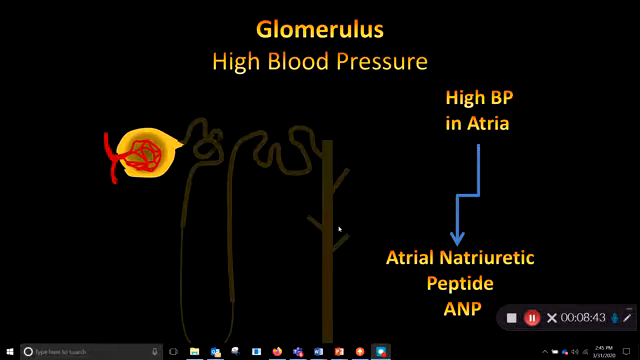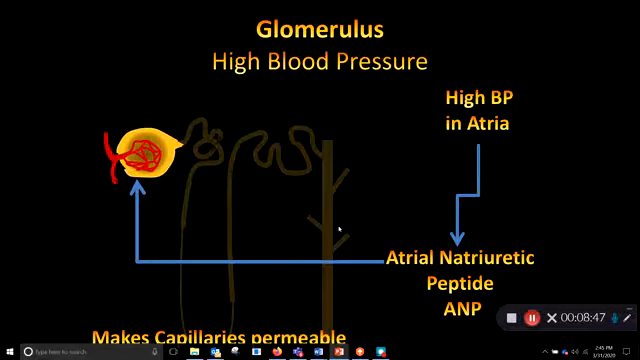So what it does is it comes back on your capillaries and makes them more permeable. If you make them more permeable, that means more liquid can get out. And if more liquid goes out, that means less volume in your blood. Less volume in your blood decreases your blood pressure.